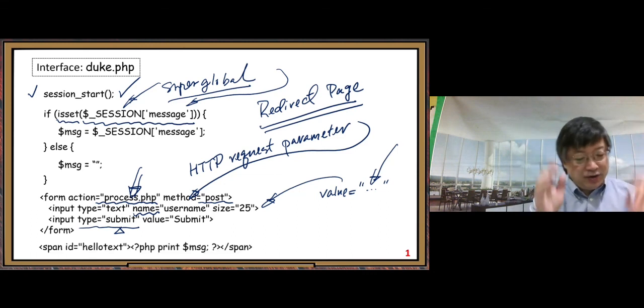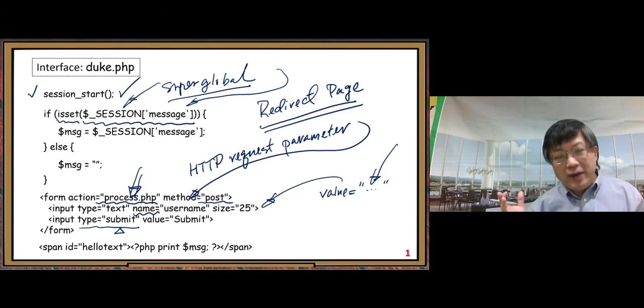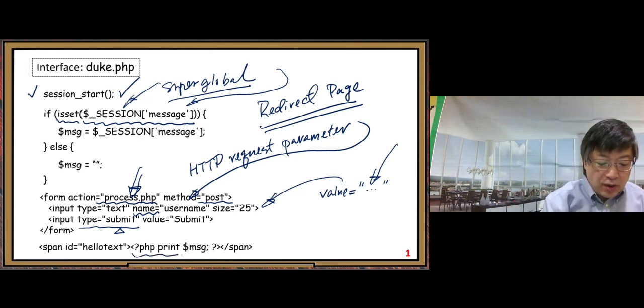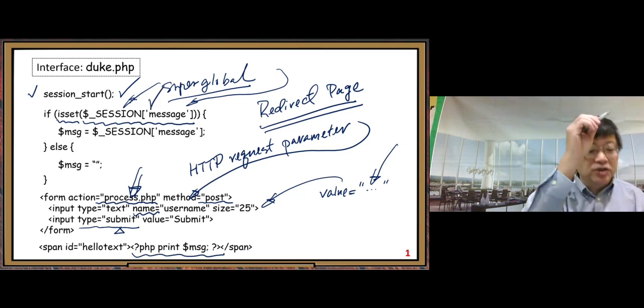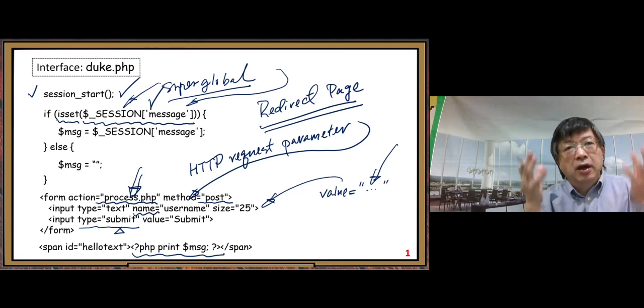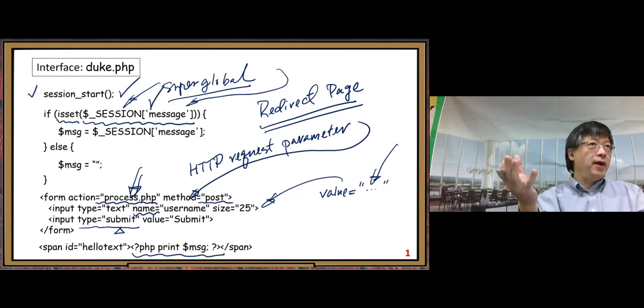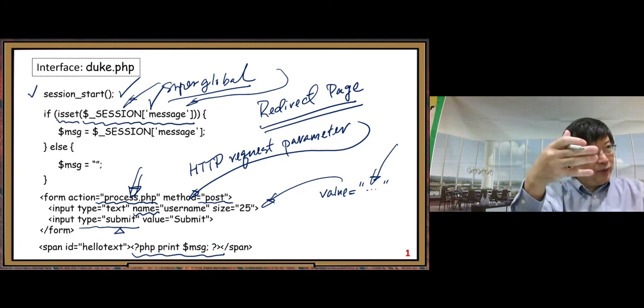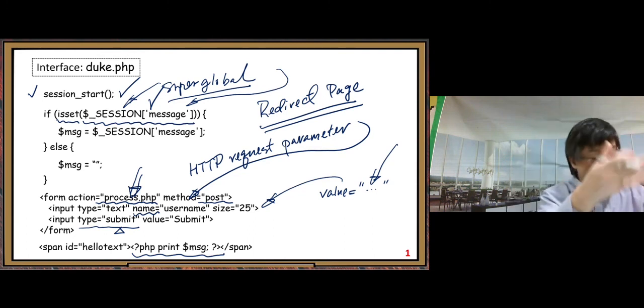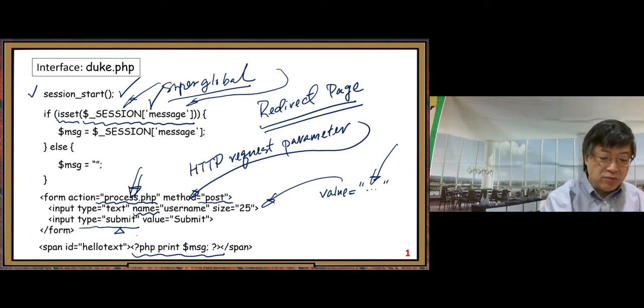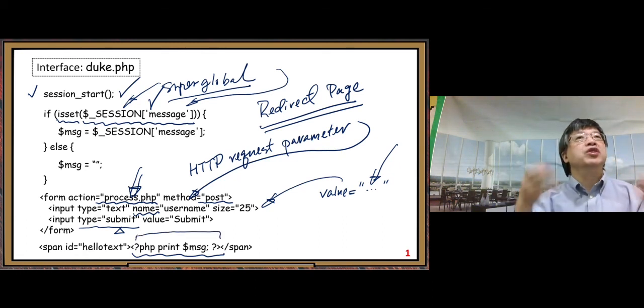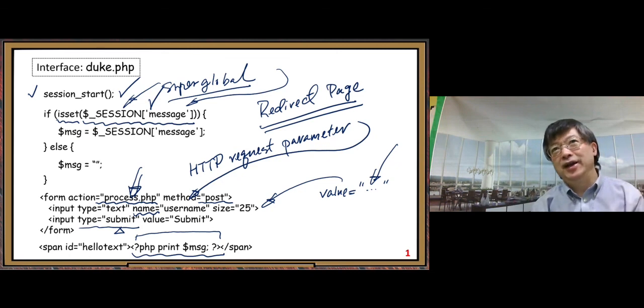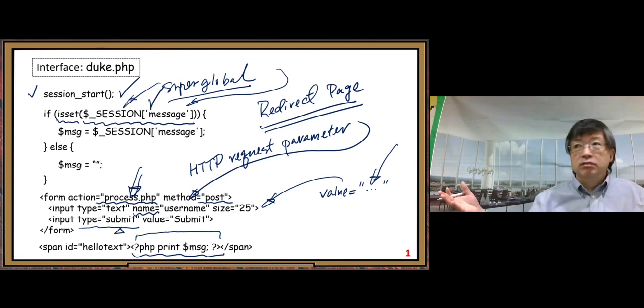When it returns, we are here. We display the hello message. When the hello message is returned, this session variable is set. It contains a valid message there. So we copy the value to $MSG. Here we just display it using this print $MSG, so we see the value. So we complete.